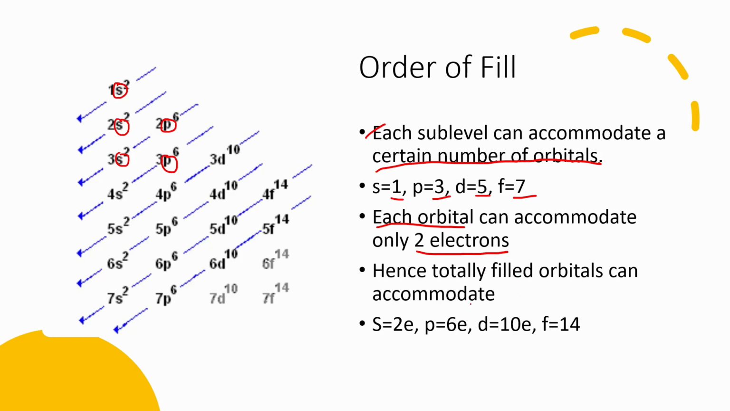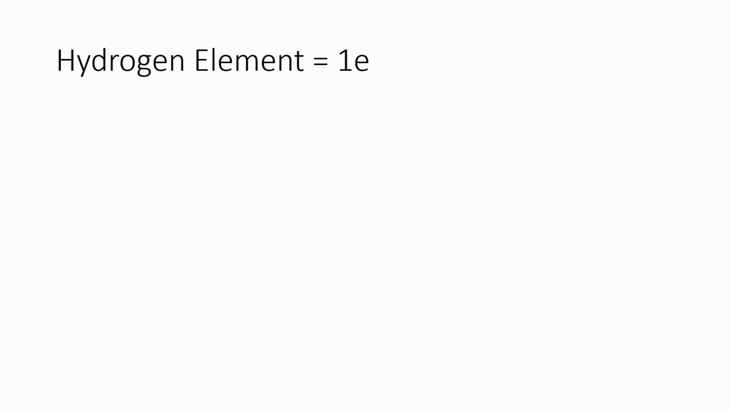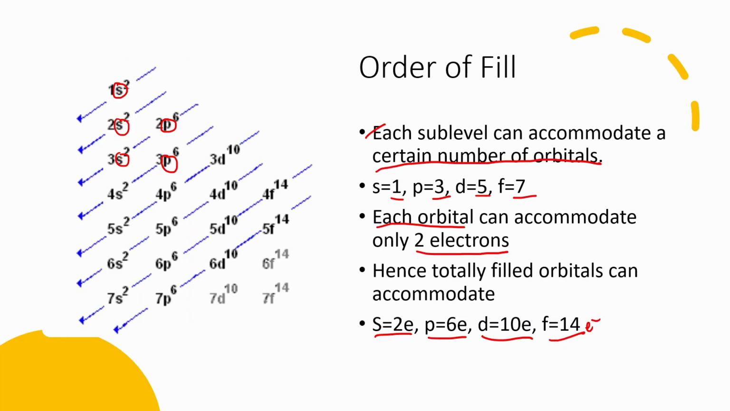Hence, totally filled orbitals can accommodate: s can have 2, p can have 6, d can have 10, f can have 14 electrons. Okay, so let's try it out.